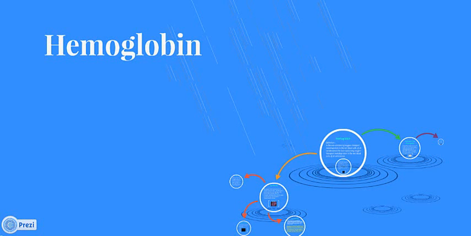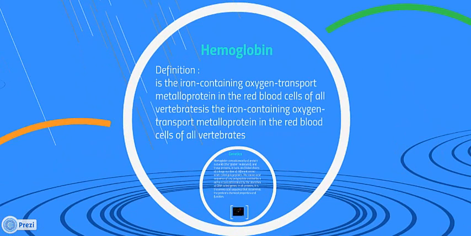Hemoglobin. Hemoglobin definition is the iron-containing oxygen transport metalloprotein in the red blood cells of all vertebrates.